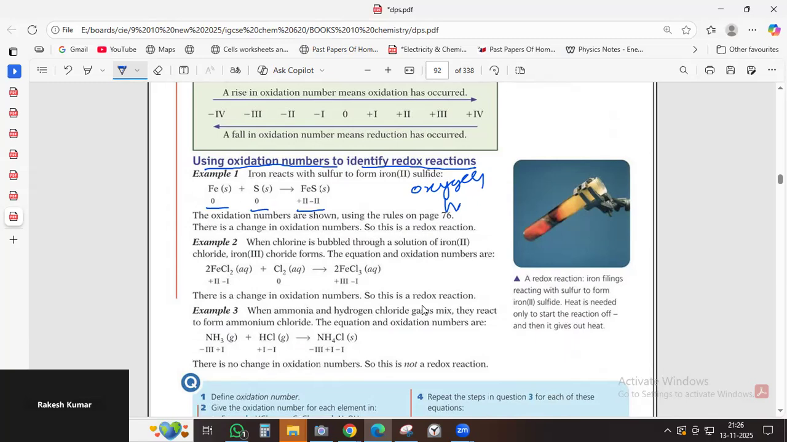You say Fe was alone, it was 0 here. Inside this, it was an ionic bond. It gave away 2 electrons to S. So it developed a charge of +2, or an oxidation number of +2. Sulfur became -2. So this guy went from 0 to +2. It was an increase in oxidation number from 0 to +2, so it got oxidized.